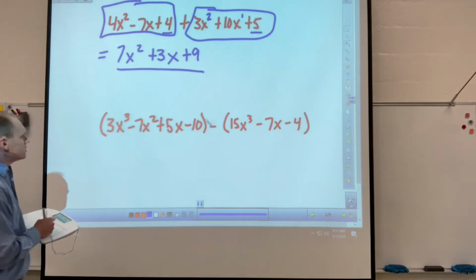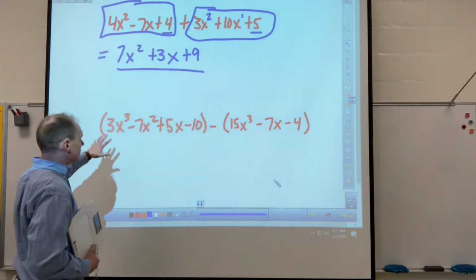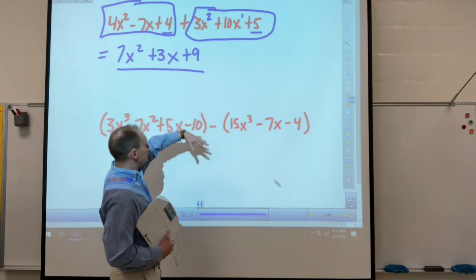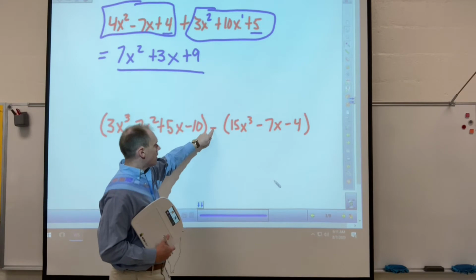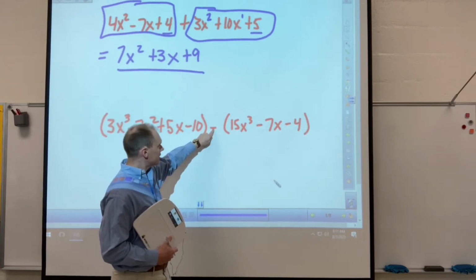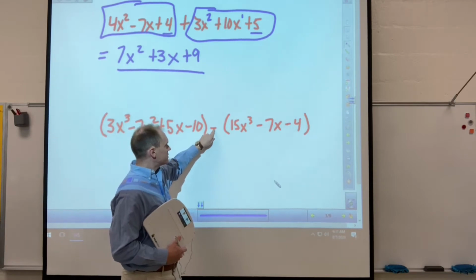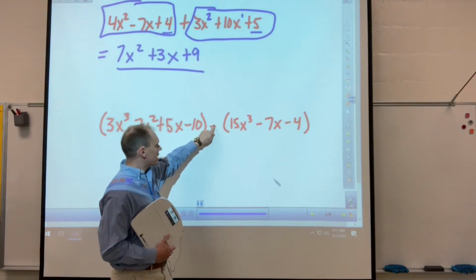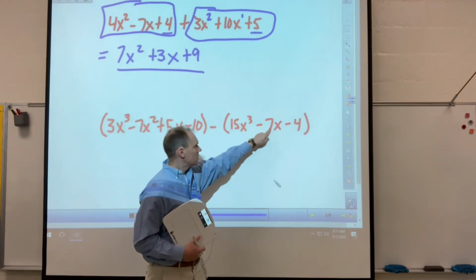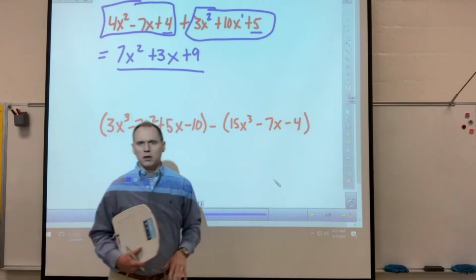All right, let's go into subtraction, because that can be a little tricky. We cannot just take away the parentheses like we did up there because of this negative right here. This negative or subtraction is going to be subtracting this whole polynomial. So you can think of it as subtracting each one of these. So we're going to have this polynomial minus this polynomial.